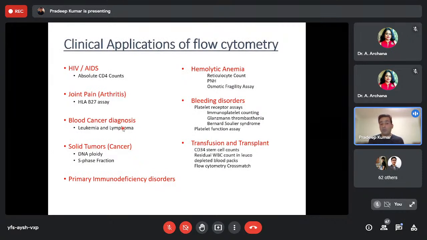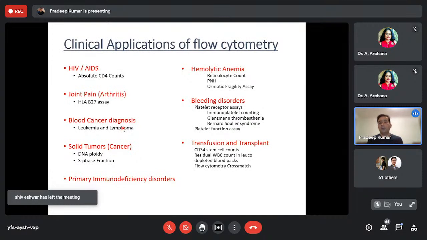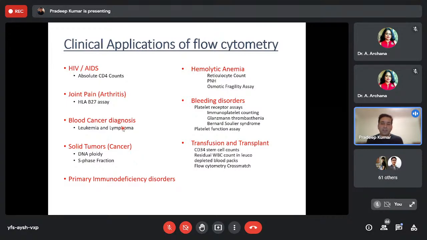And there are primary immunodeficiency disorder applications as well. You can look for hemolytic anemia and bleeding disorders. And for quite some time, about 5 to 10 years, these have been used in cross-match assays where a particular organ is being transplanted. Donor and recipient cross-match is done to check whether they are compatible to receive the transplant or not. Those studies are called flow cytometry cross-match.